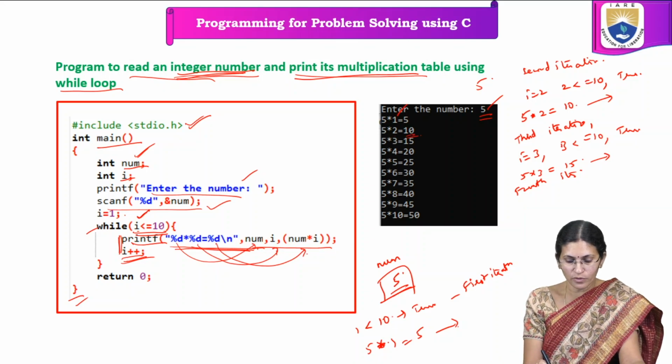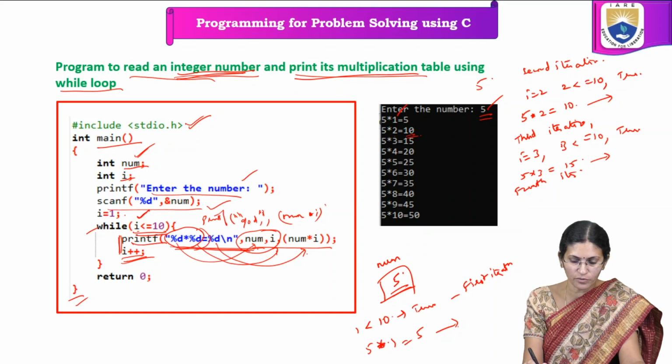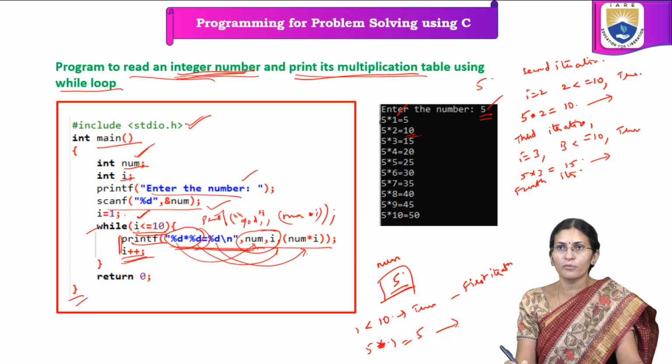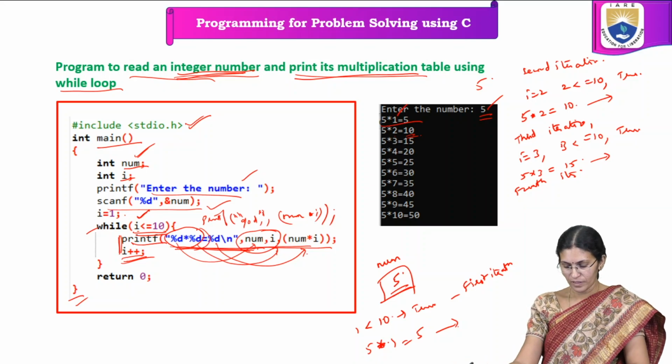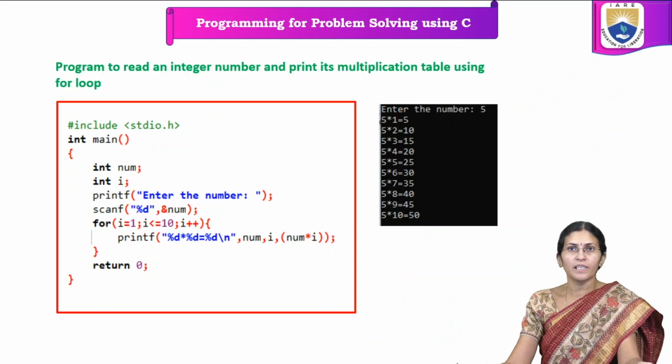Even if you don't write these two values, you will get the answer. Simply if you specify %d and then num into I, %d inside the double quotes of the printf statement, you will get the answer. But for better visibility, you can write the whole statement. In this way, we can extend the program, or we can write it by using another loop also.